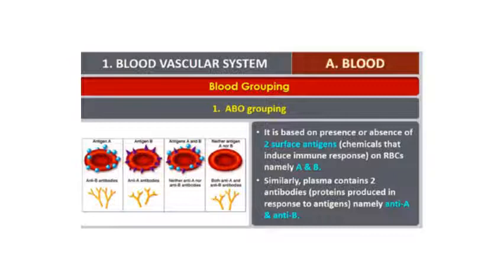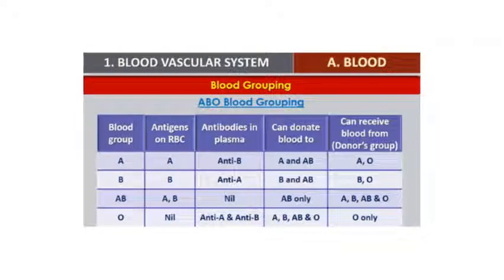If the person does not have antigen A or B, then both anti-A and anti-B antibodies will be present in the blood. Okay, so this is how we have different blood groups. Antigen on the surface, the antibody will be opposite. So if the person has antigen A, the antibody will be anti-B. If the person has antigen B, the antibody will always be anti-A. If the person has both the antigens, then the blood will not have any antibodies.